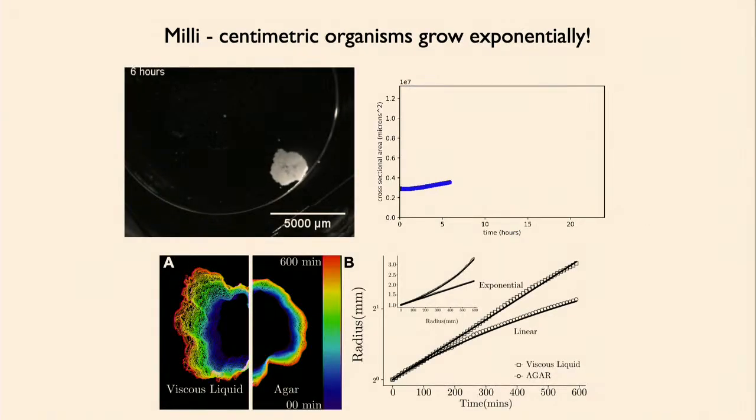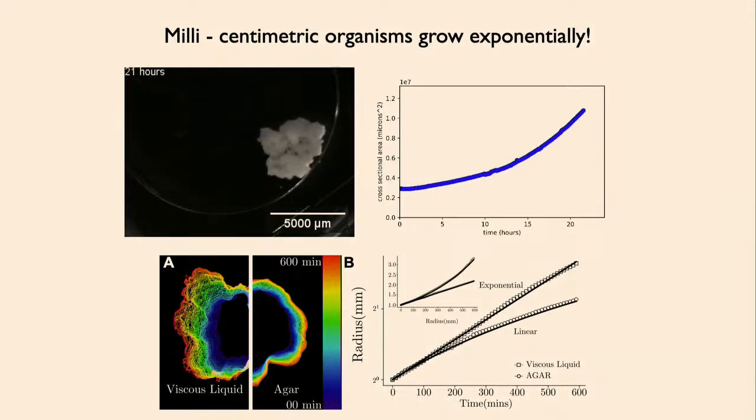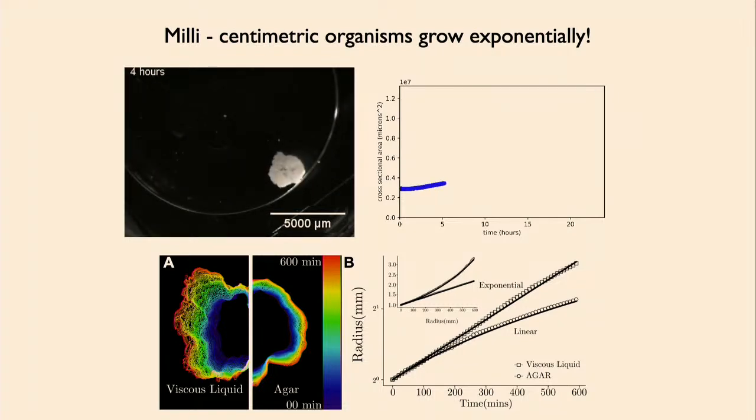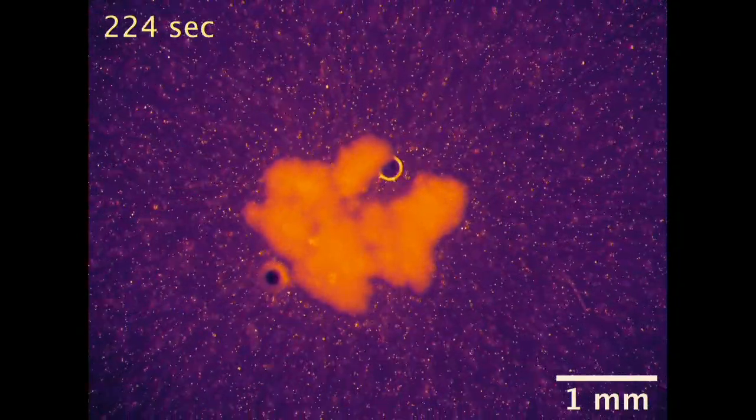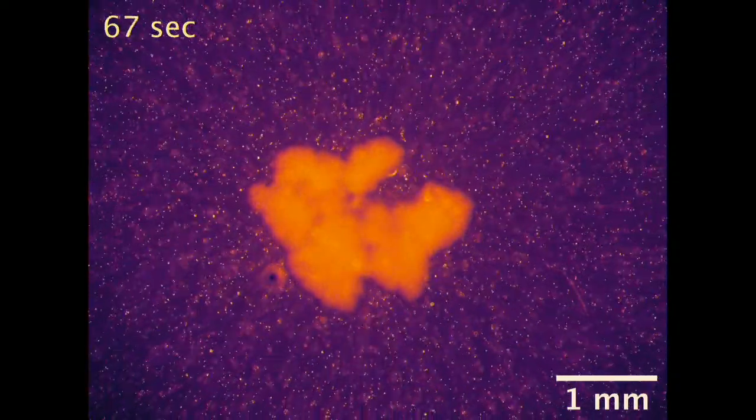But what we see is that these organisms, even up to this centimetric scale, grow exponentially when they are submerged in a liquid. But as soon as you take them away from this liquid environment and put them on a solid substrate like agar, this exponential growth goes away and the growth becomes linear, suggesting a role for this ambient fluid medium. And what we discovered is that these clusters generate very strong and spontaneous fluid flows in the ambient medium.